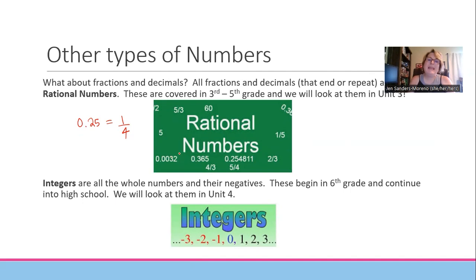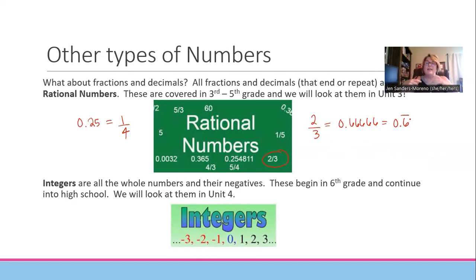If it repeats, so something like you can see down here, 2/3, if you convert it to a decimal, is 0.6 repeating, 6 forever. And of course, the way that we write a repeating 6 is put a bar on it. So if it repeats, again, it came from a fraction. So fractions will have decimals that end or repeat. Okay, so we're going to look at these in 3rd, 4th, and 5th grade. And in this course, we're going to look at them in Unit 3.